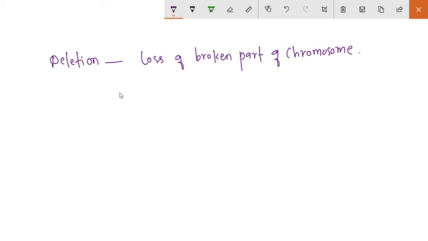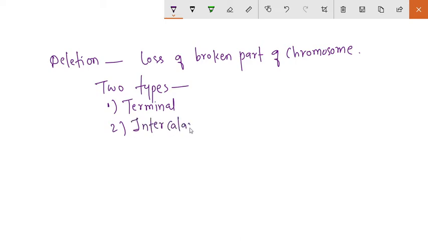So deletion is of two types. Which are they? The first is the terminal deletion, and the second is the intercalary deletion. First of all, the terminal deletion. Terminal deletion means the loss of the terminal section of the chromosome.